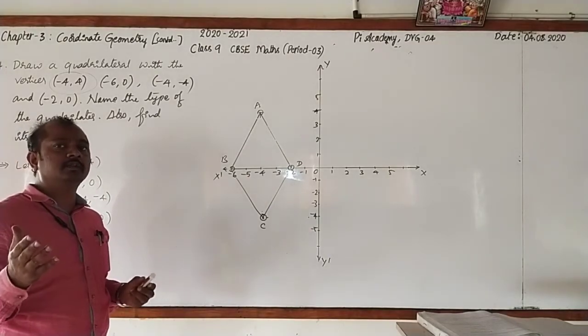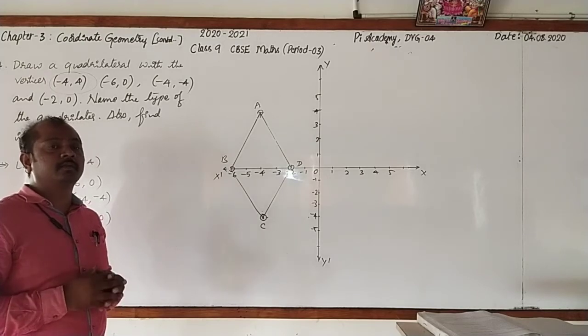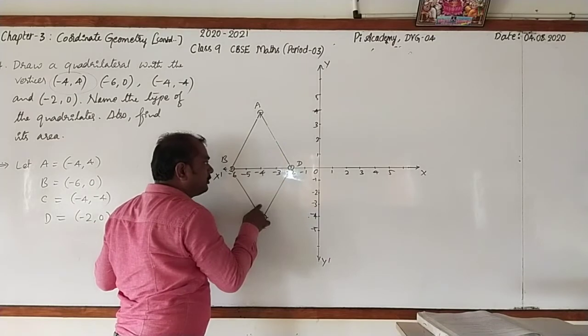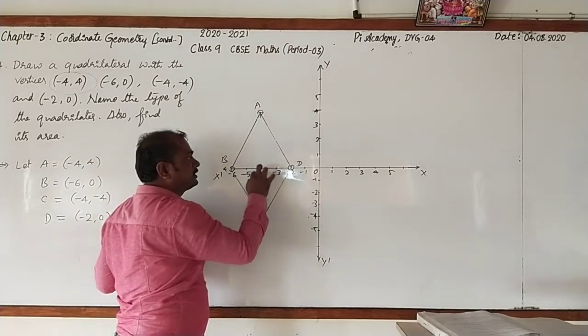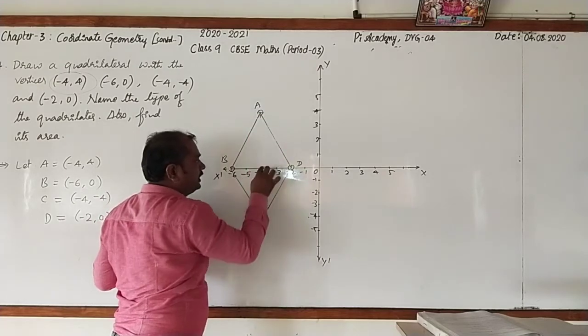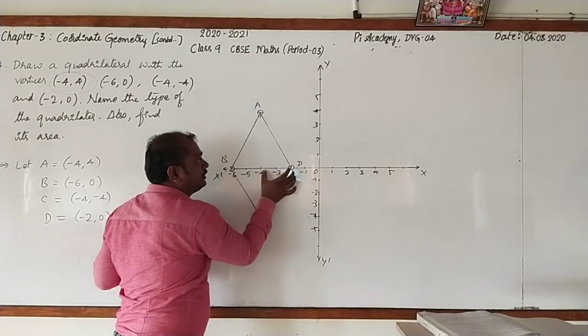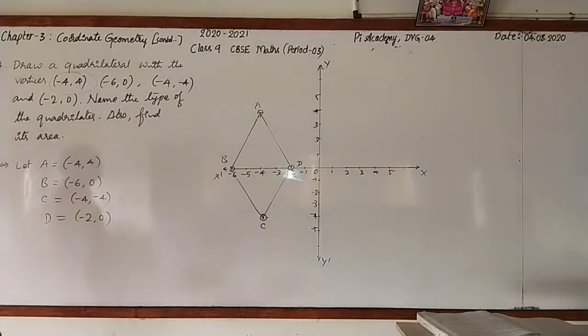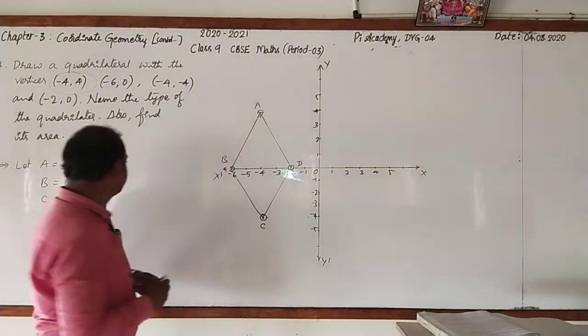You all may be thinking that it is also a square. But how do you say it is a rhombus? We know that in a rhombus, diagonals bisect each other at right angles. Here, when you join AC, you will get here 2 units, 2 units. Here 4 units, 4 units. Followed?